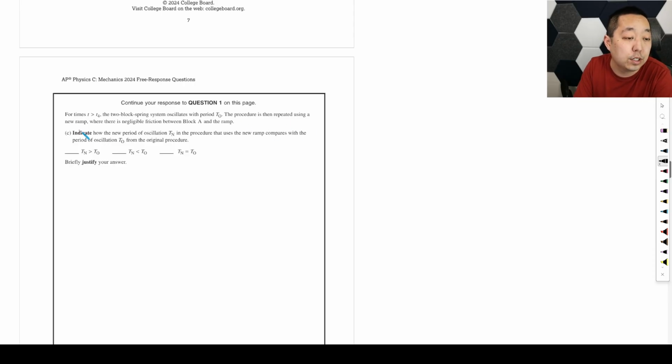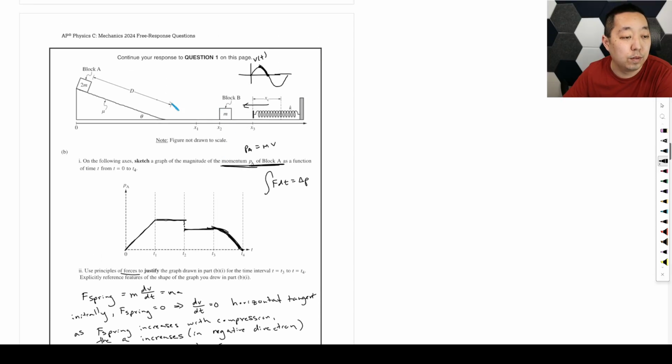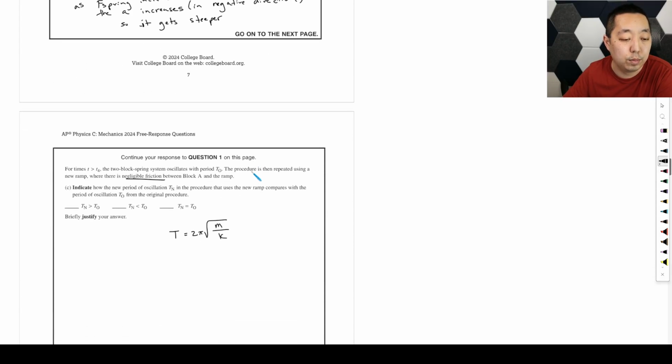The procedure is repeated using a new ramp where there's negligible friction between block A and the ramp. Indicate the new period of the oscillation. The period is 2 pi root m over k. And actually, in this case, in terms of the variables, it's going to be 3m because it's a 3m block. But it doesn't really matter. The mass and the spring constant are unchanged, which means the period doesn't change.